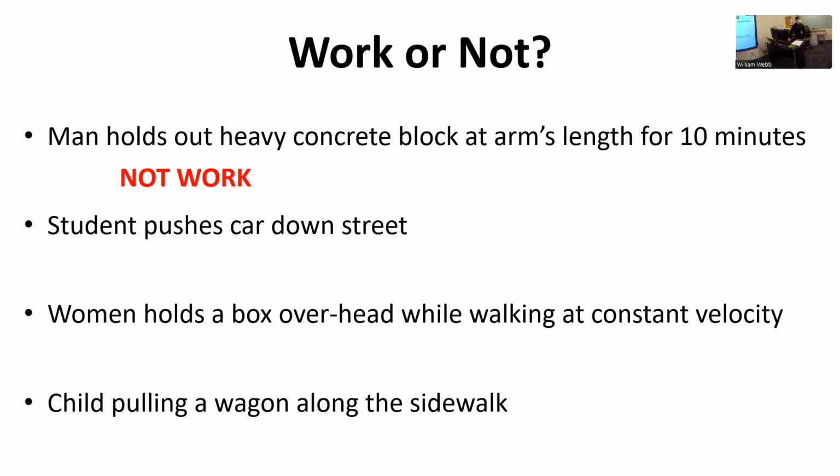A student pushes a car down the street. That's work. Yeah, the car is displaced, at least some of the force that they're applying is in line with the movement of the car, so that's work. A woman holds a box over her head while she's walking at a constant velocity. No, not work, because which direction is the force she's applying? Up. Now, when she first started, she would have had to accelerate it forward, right? So at the very initial part, she would have to apply a little bit of forward force to get it going. But once she's at a constant velocity, objects in motion stay in motion. So that box is just going to keep on going.